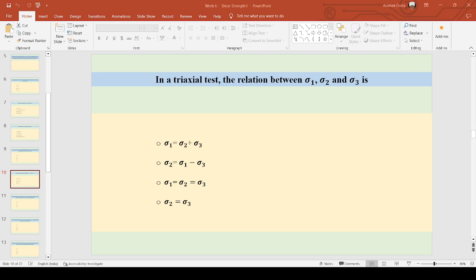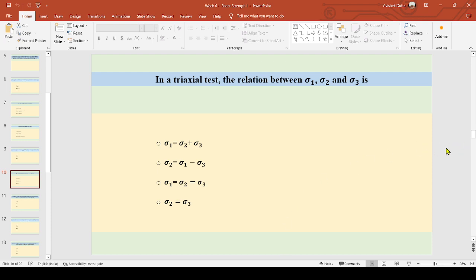The options are: sigma 1 equals sigma 2 plus sigma 3, that is major equals intermediate plus minor. Sigma 2 equals sigma 1 minus sigma 3, that is intermediate equals major minus minor. Option 3 is sigma 1 equals sigma 2 equals sigma 3, that is major equals intermediate equals minor principal stress. And option 4 is sigma 2 equals sigma 3, that is intermediate principal stress equals the minor principal stress.